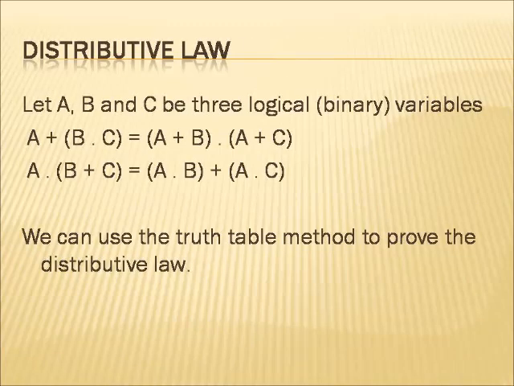Okay, the next law is the distributive law. So here also, let A, B and C be three Boolean or binary variables. Then A + (B · C), when we expand this, we can write it as (A + B) · (A + C). The same way A · (B + C) can be written as A · B + A · C. So we can use the truth table method to prove the distributive law.